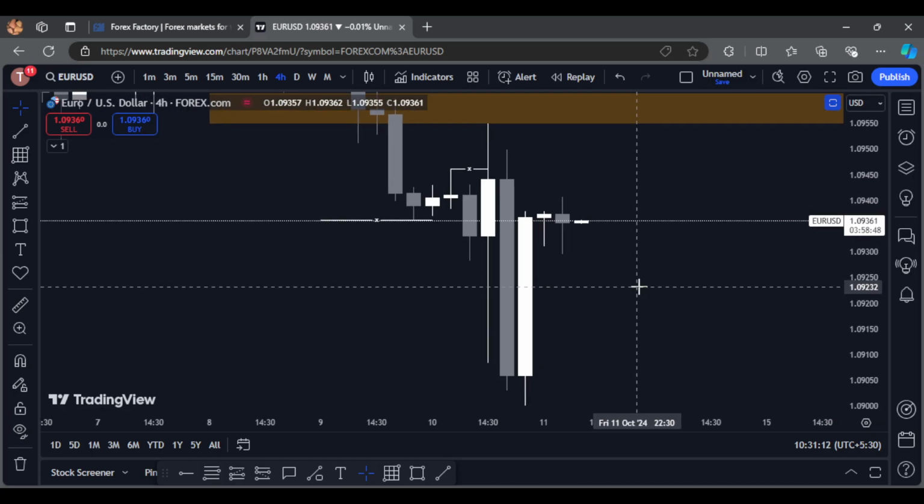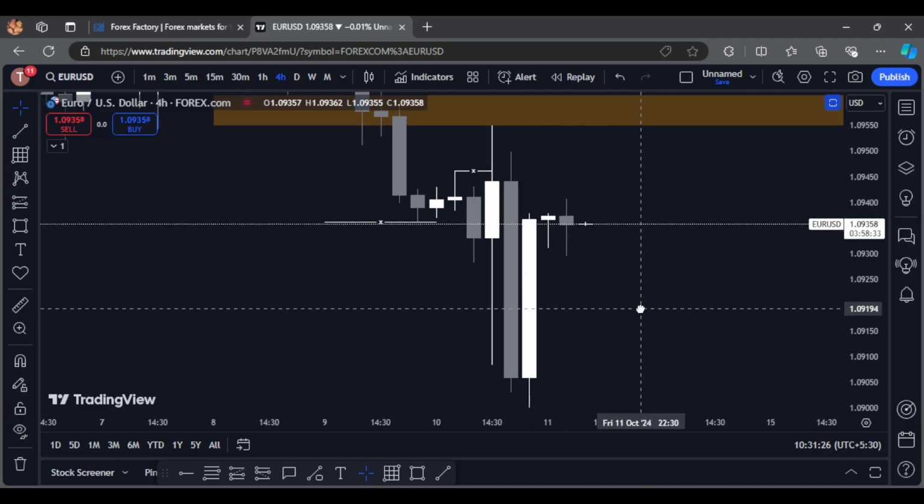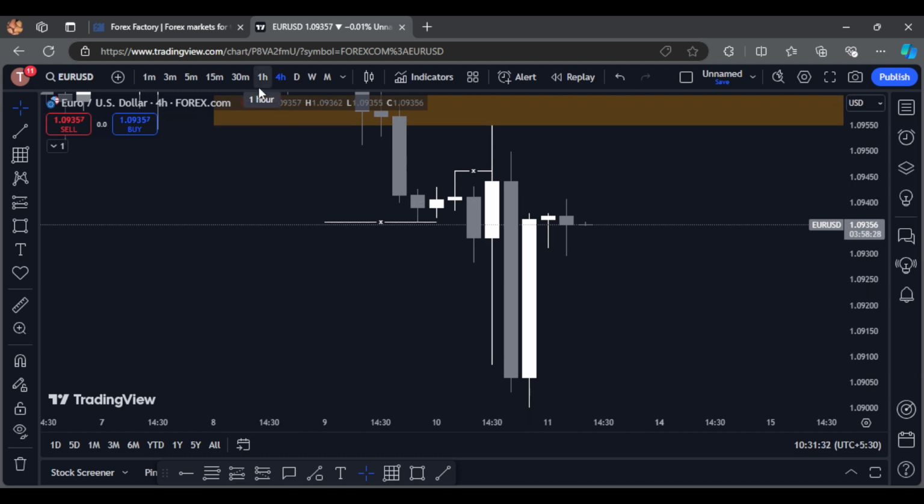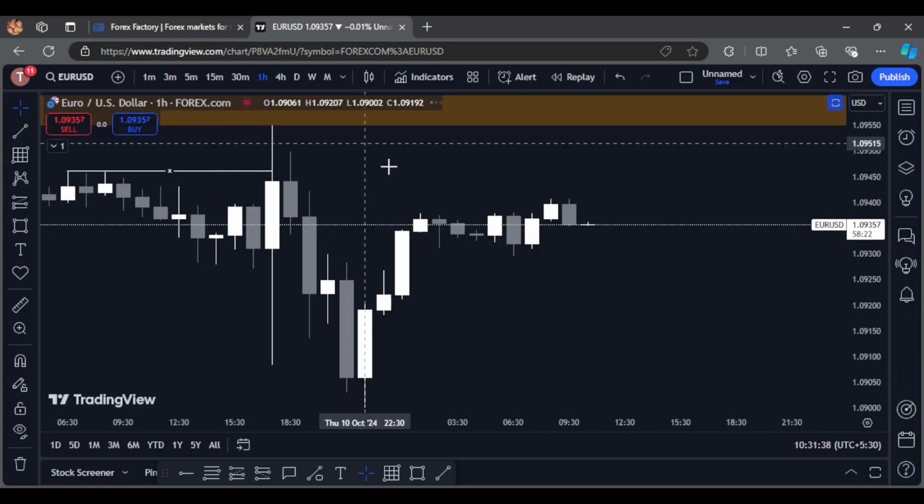So the bias is still not clear because the daily is on the bullish side because the price had swept the previous day's lows, while the 4 hour is in contradiction bearish. So the price can be range bound today, or if we are going to break any kind of a strong low, then we are most likely going into the downward side. So let's move to the 1 hours now.